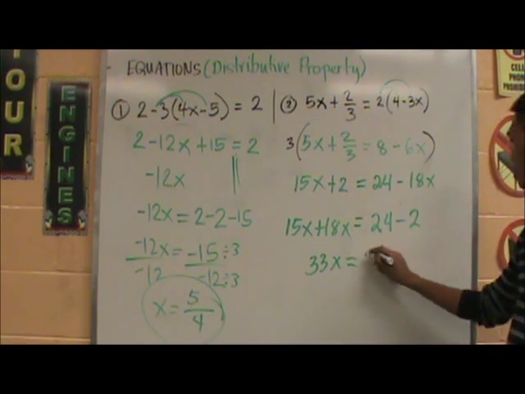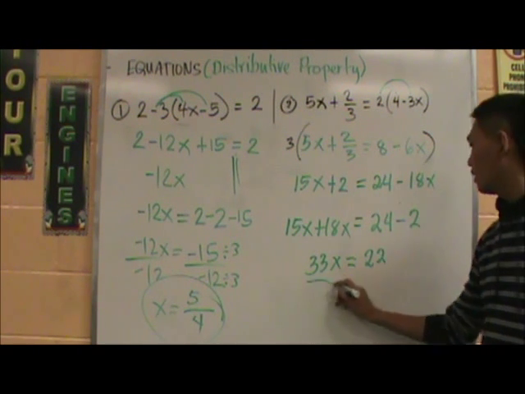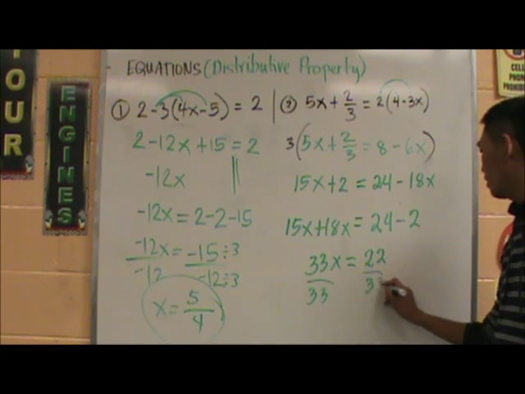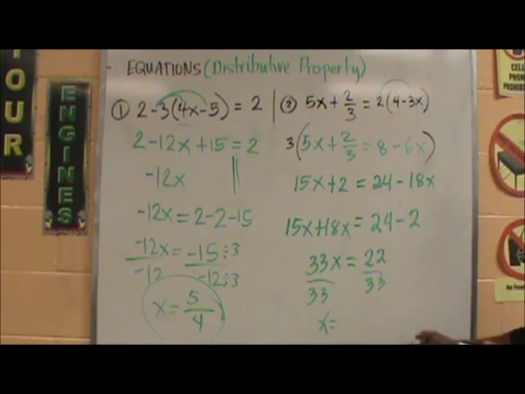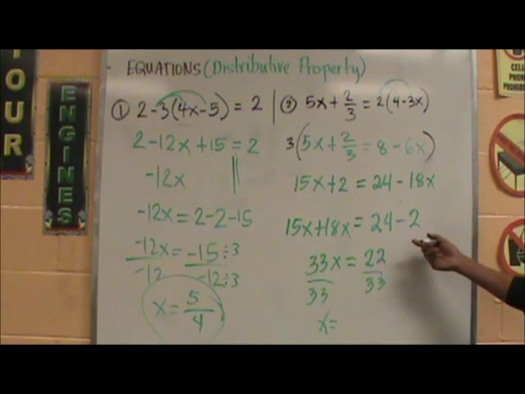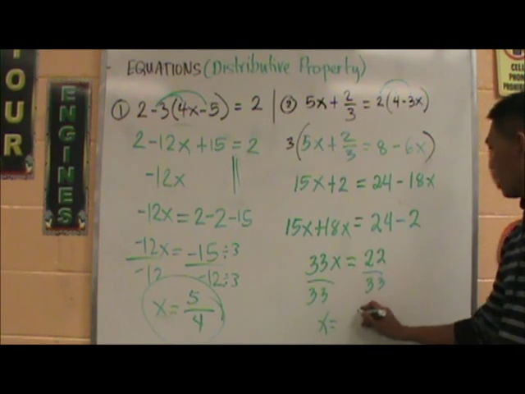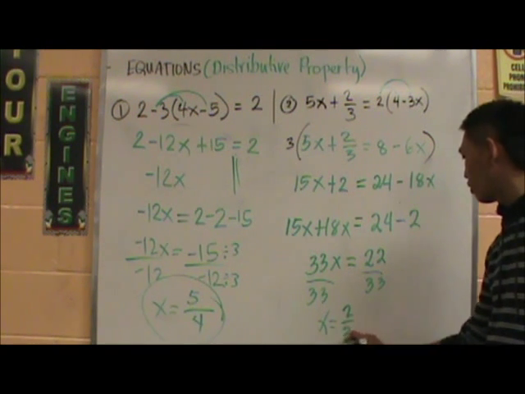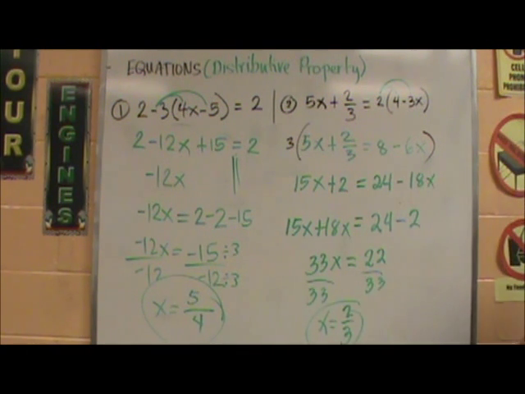Equals 22. Divide both sides by 33. Using your mental math or calculator, 22 divided by 33 is, we can divide both by 11, which is 2 over 3. And that is the final answer.